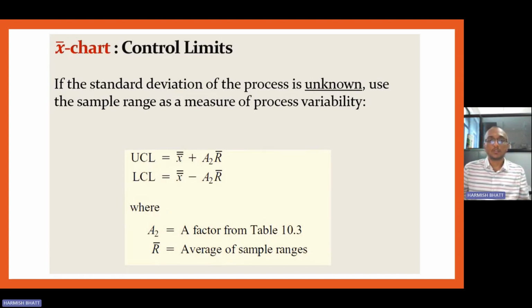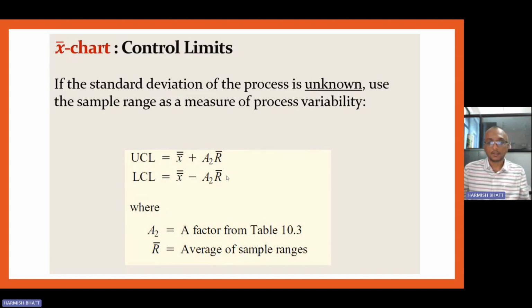When the standard deviation value is not given for the particular process, then we use the sample range as a measure of the process variability. So to decide the UCL and LCL, we will be following these two equations when the standard deviation value is not available with us. Now the UCL can be found out by using the equation UCL is equal to X double bar plus A2 R bar. And LCL can be found out by using this equation X double bar minus A2 into R bar.